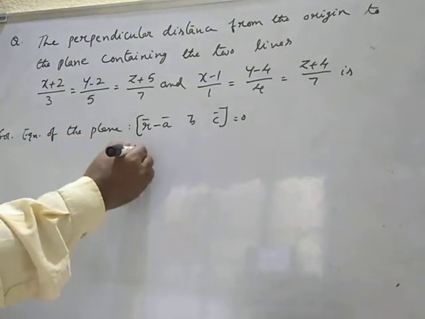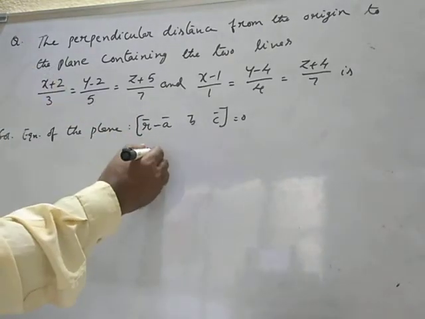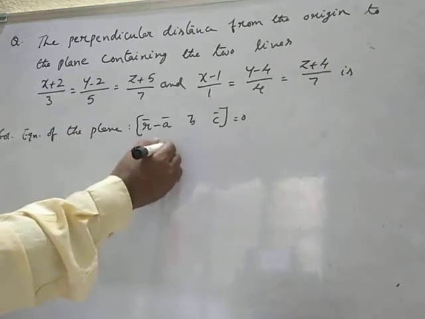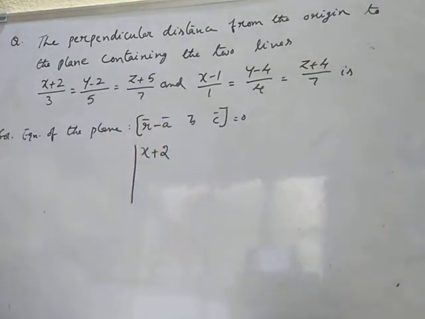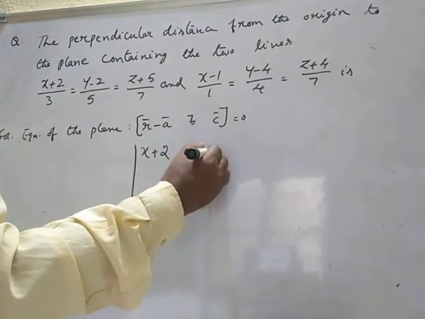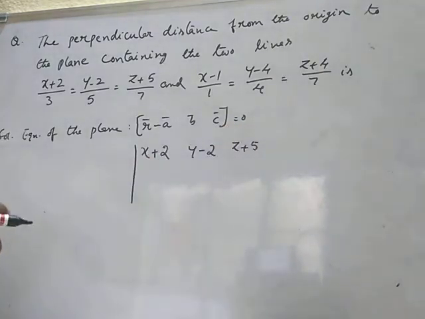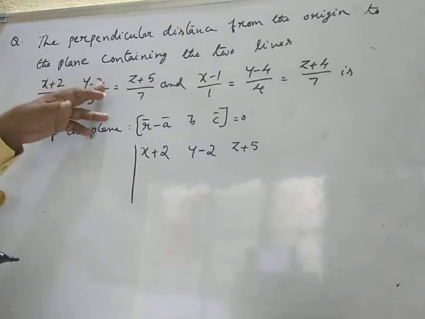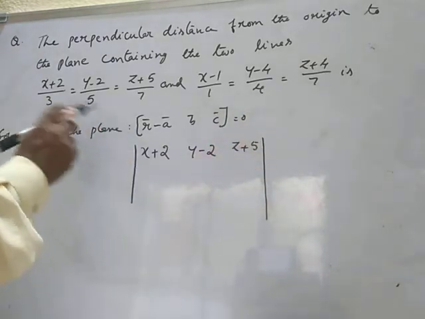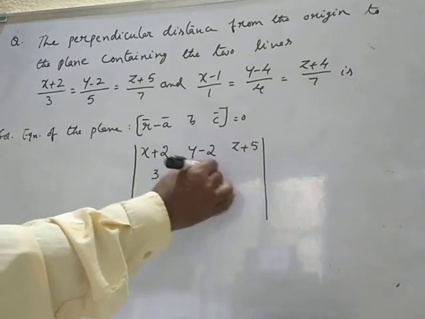That implies r minus a means x plus 2, y minus 2, z plus 5, since it is passing through the point (minus 2, 2, minus 5). Here b is 3i plus 5j plus 7k.